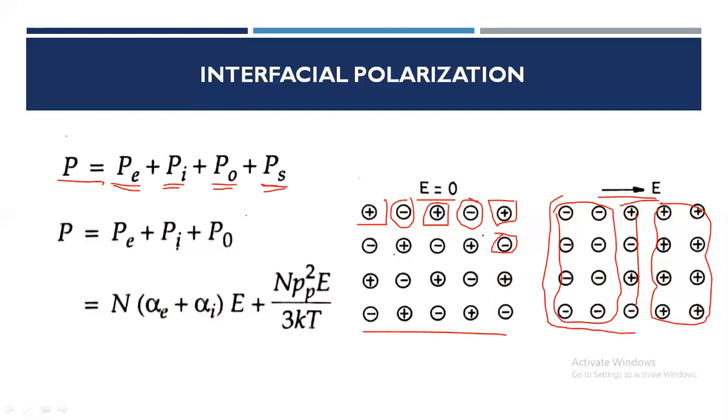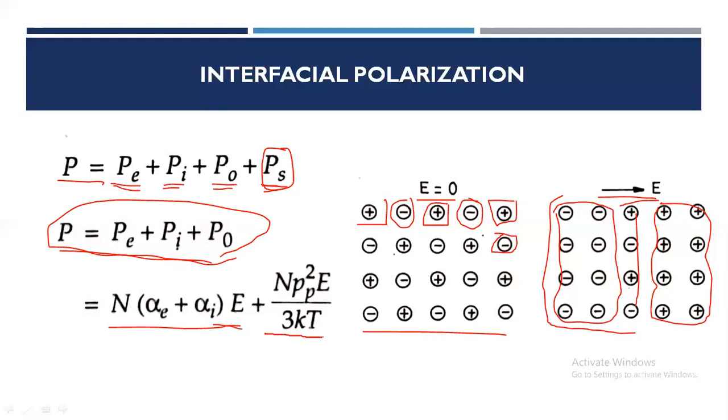And for a single-phase dielectric containing permanent dipoles, the interfacial polarization should be absent. That's why this equation becomes P equals PE plus PI plus PO. PE plus PI can be indicated as N into alpha E plus alpha I into E. This is nothing but the total dipole moment with consideration of electronic polarization and ionic polarization. The second part is nothing but the orientational polarization.